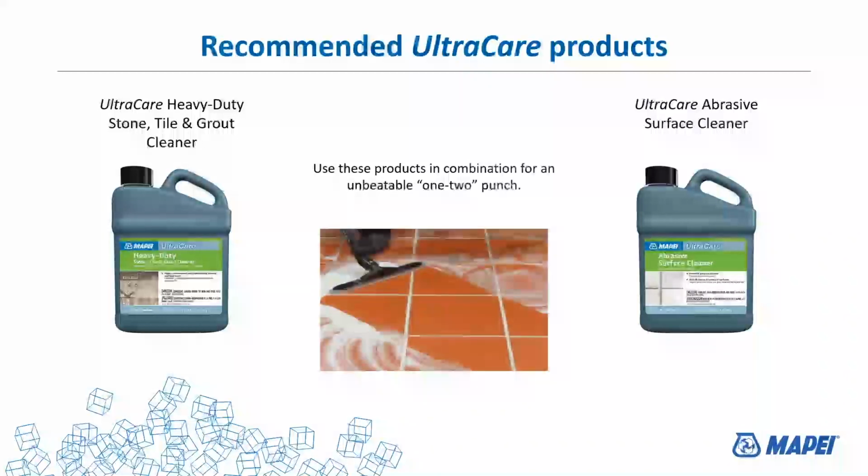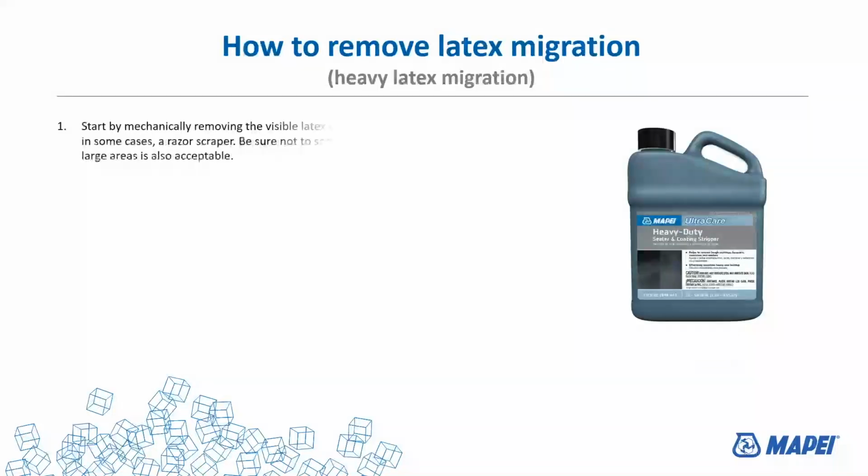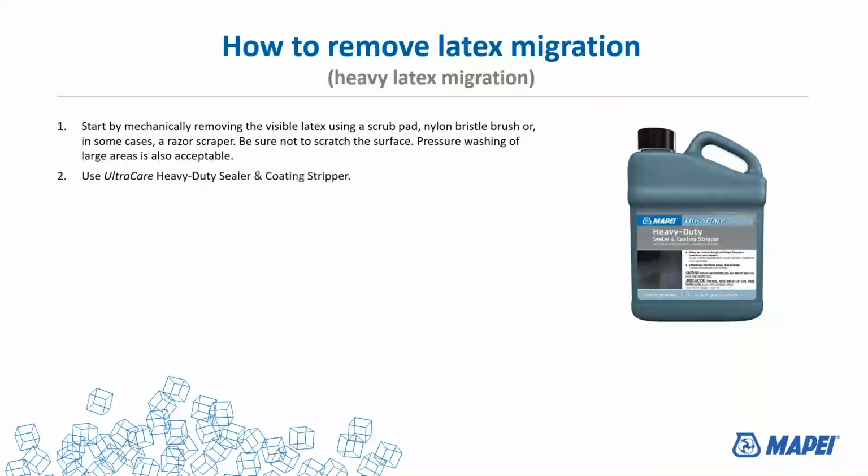When you go into heavy latex migration, I like to use our heavy duty stripper. Again, start by mechanically removing, and then apply the sealer and coating stripper. You don't want to paint it on pretty. It's a creamy, thick liquid, quite viscous. So you want to shake it up well, pour it into an area, and spread it uniformly.